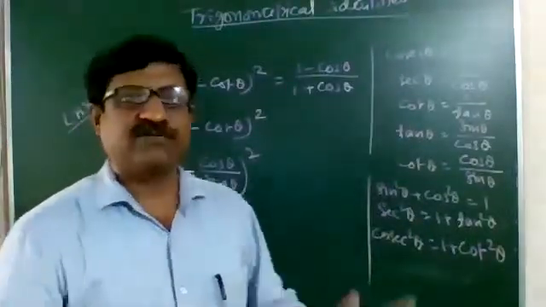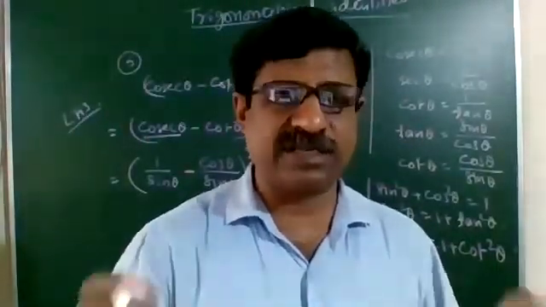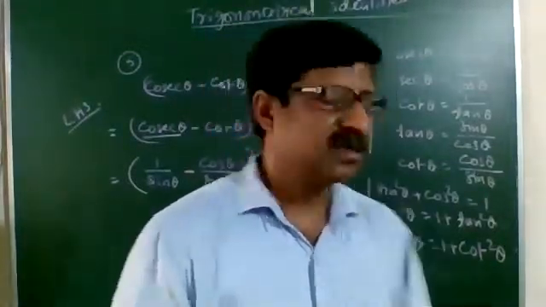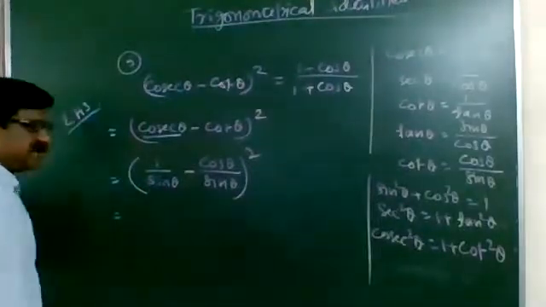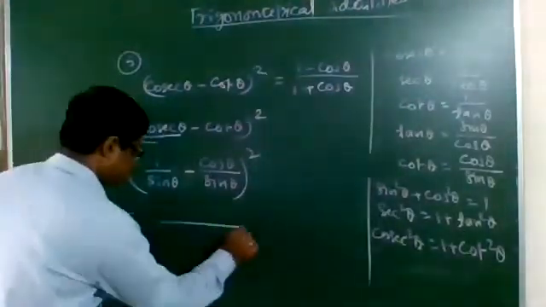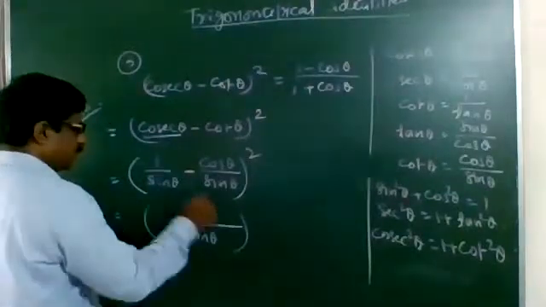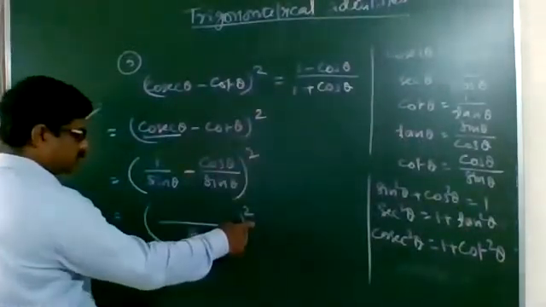Second, I said if it is possible to take some LCM, take LCM. If something is possible to take common, take common. If some identities can be used, use that. Here we can take LCM because both these have the same denominator. The LCM will be sin theta, whole square. Square is already there, we have the square itself.